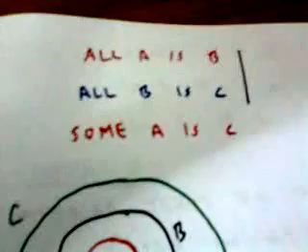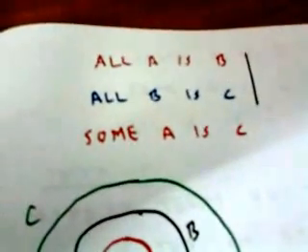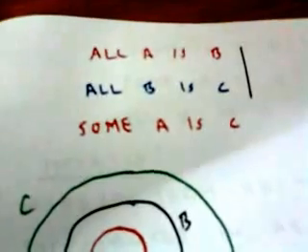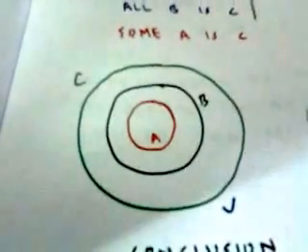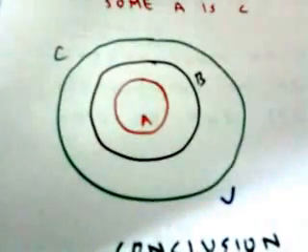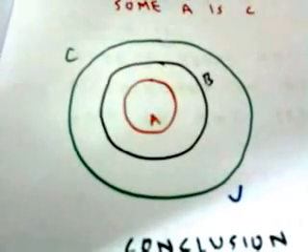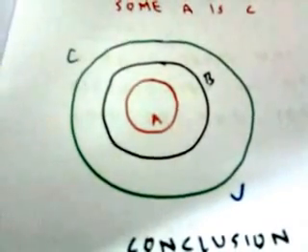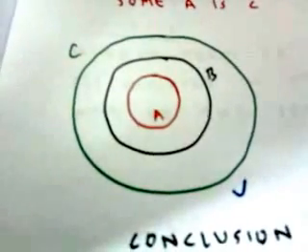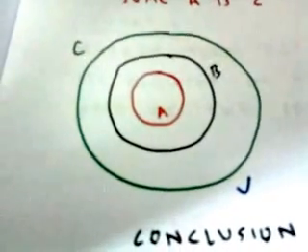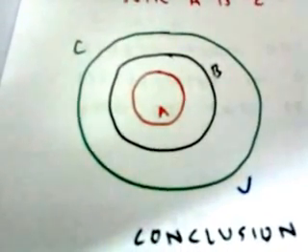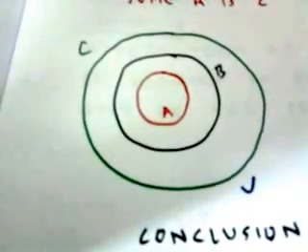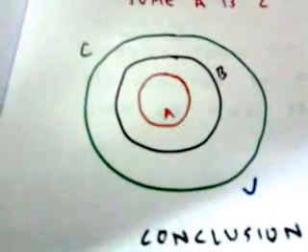Let us try a second problem. All A is B, all B is C, so some A is C. So we draw figure 1. All A is B, yes. Red circle within the black circle, all A is B. Statement 2, all B is C, yes. Black circle inside the green circle, all B is C. And from this figure, can we say that the conclusion some A is C is valid?